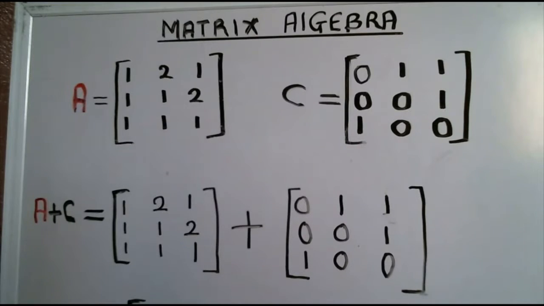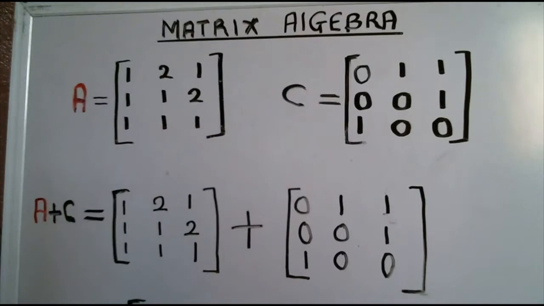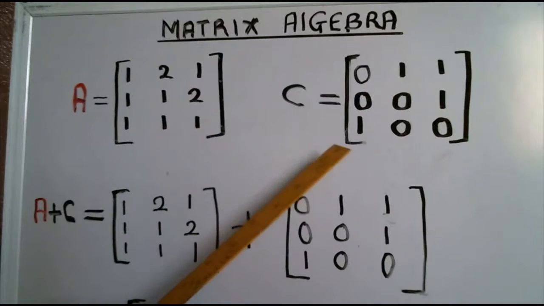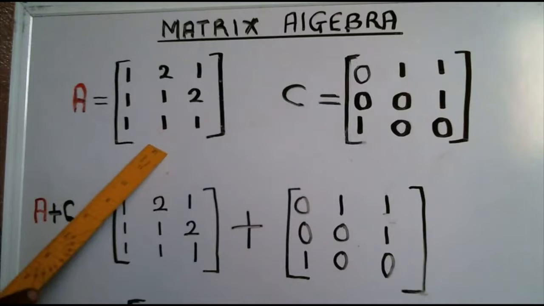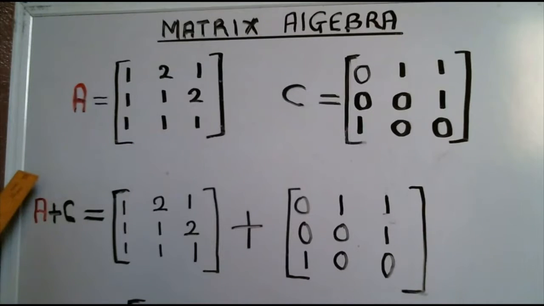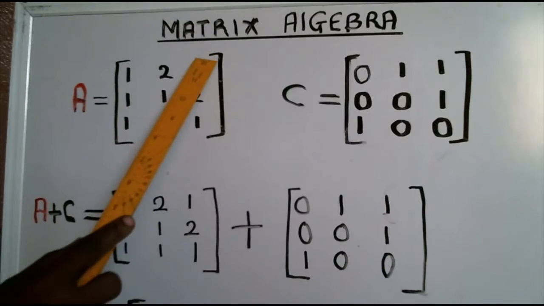Hello, the topic for today is matrix algebra. So here we have two matrices. A is a 3x3 matrix. What we mean by 3x3 is 3 rows by 3 columns.